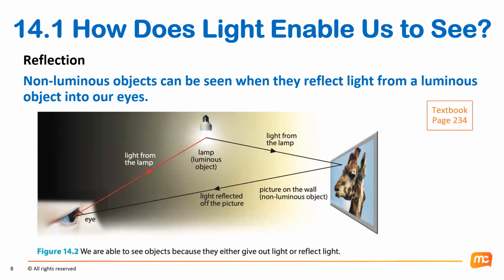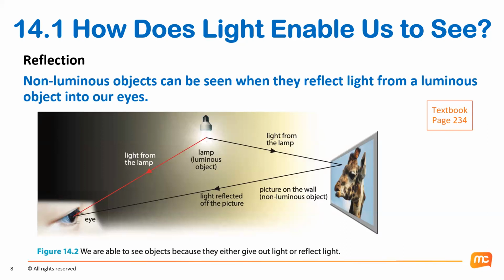Over here we have a luminous object, which is the lamp. So how do we see the lamp? Very easy. For a luminous object, which gives off light, the light from the luminous object directly goes into the eyes over here. So we can directly see a luminous object just by the light ray going into the eyes.